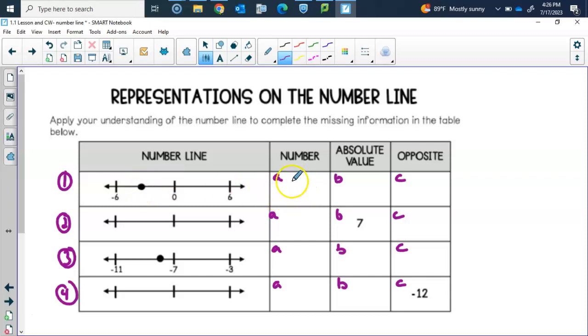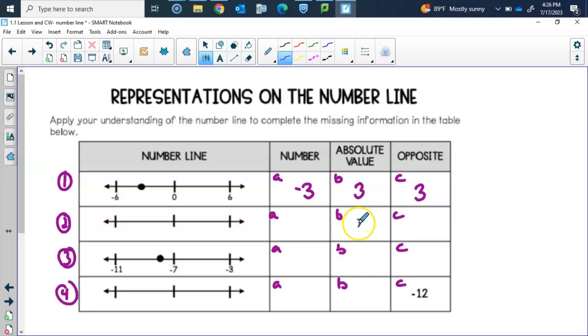What is that? That's part A. Go. Well, I would say that that is -3 because it looks like it's very close to right in the middle of 0 and -6. So we're going to call it -3. 1B, what is the absolute value of -3? Go. Well, absolute value is the distance it is from 0. You should have said 3. And what is the opposite of -3? Go. Well, you should say 3.